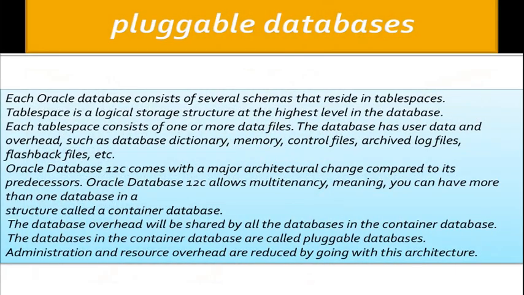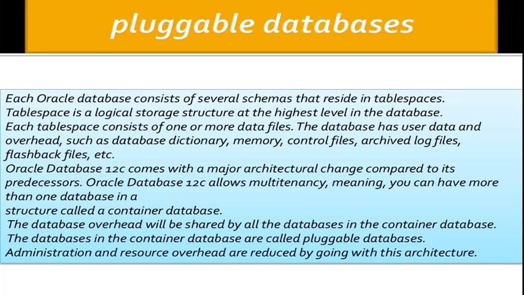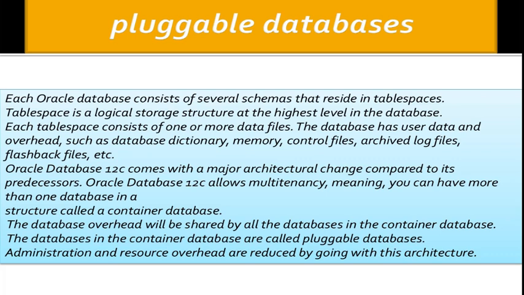Pluggable database. Each Oracle database consists of several schemas that reside in table spaces. A table space is a local storage structure at the highest level in the database. Each table space consists of one or more data files. The database has your data and overhead such as the database dictionary, memory, control files, archived log files, flashback files, etc.